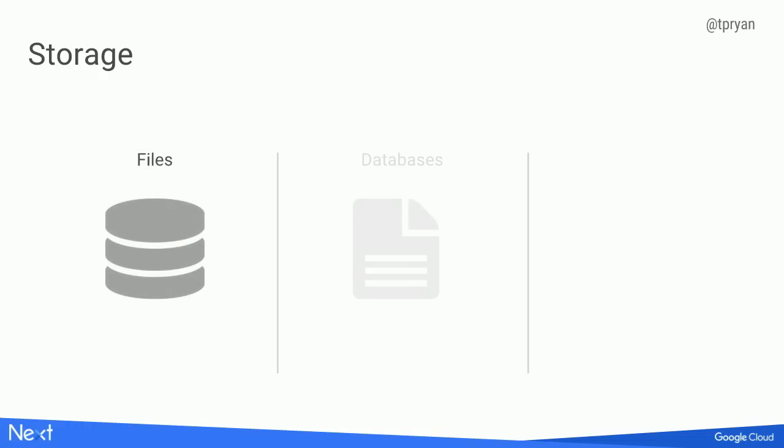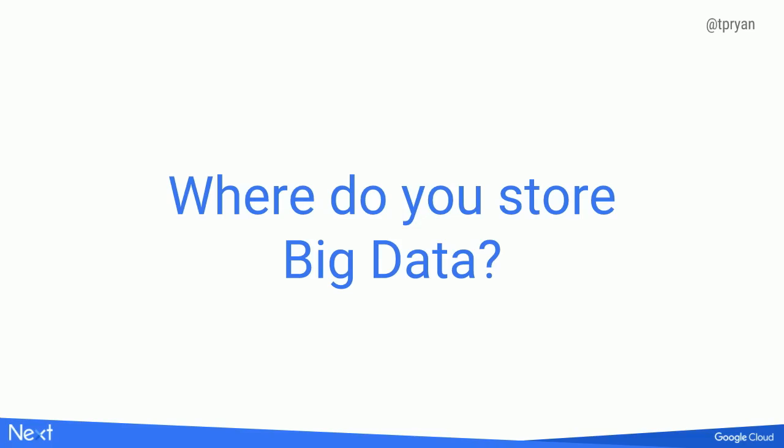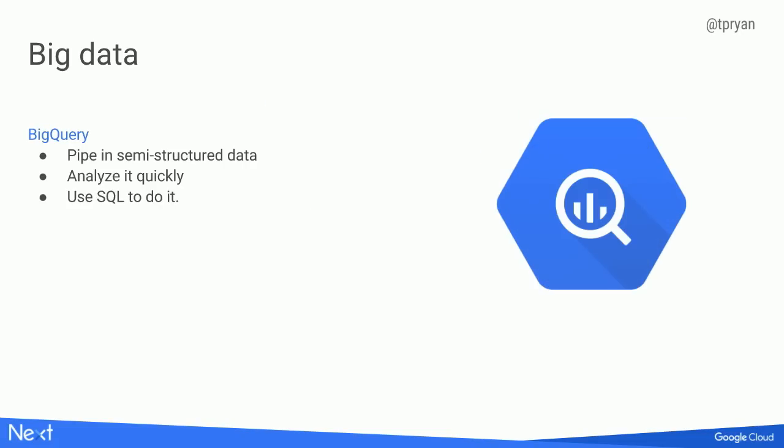Okay, so I talked about files, and I talked about databases, and now I'm going to talk about big data. So where do you store big data on Google Cloud Platform? In all of these. If you've got 2 terabytes of data in MySQL, it's hard to argue that's small data, right? So any one of these is our storage for big data. What you're really concerned about with big data is tools. So let's talk about some of the tools.